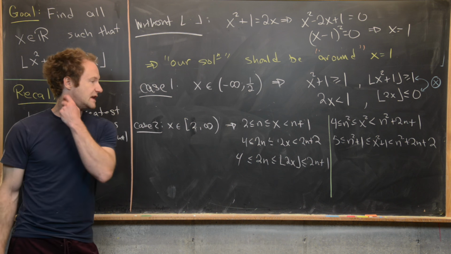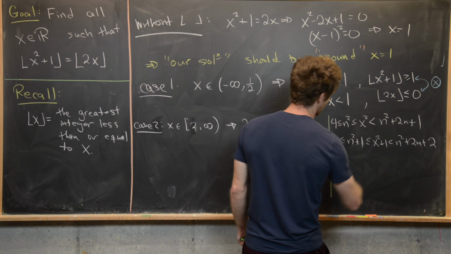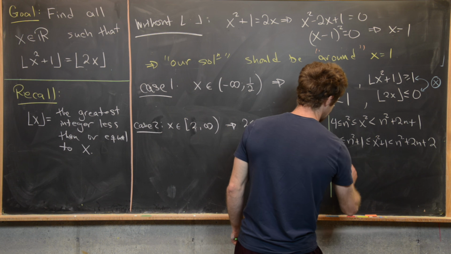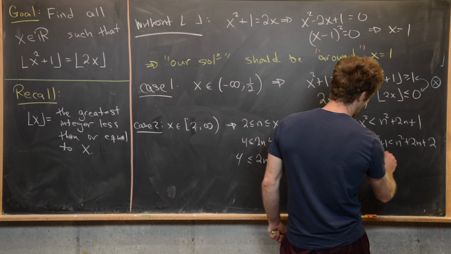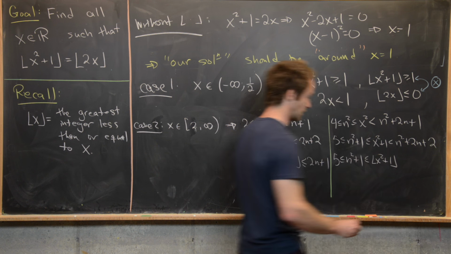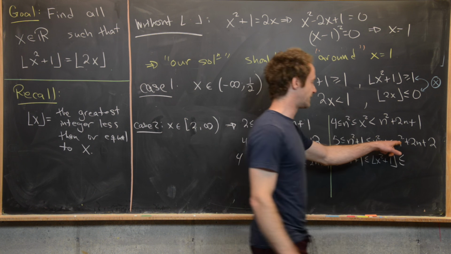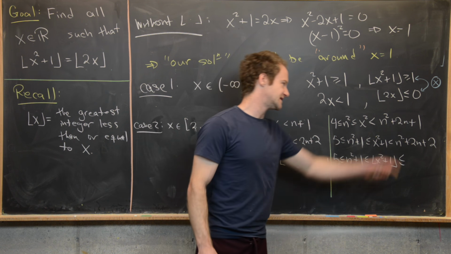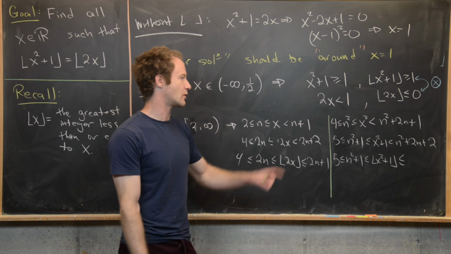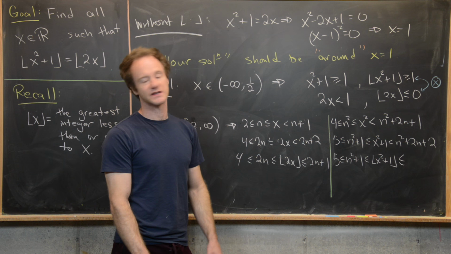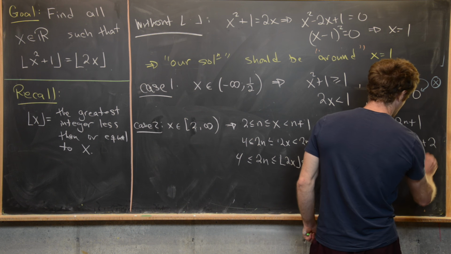Good. Now I can go ahead and take the floor of both sides. Notice taking the floor of all sides of this, I'll get 5 is less than or equal to n squared plus 1, which is less than or equal to the floor of x squared plus 1, which is less than or equal to the floor of this, but this is an integer, but since we have a non-strict inequality, we can exchange it with a strict inequality by looking at n squared plus 2n plus 1, but that's the same thing as n plus 1 quantity squared.